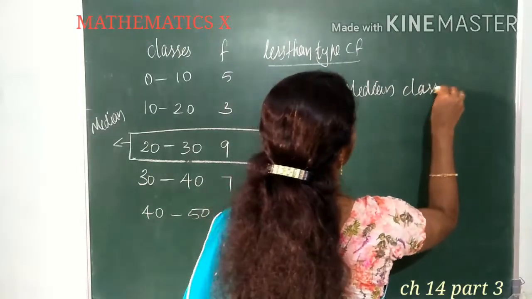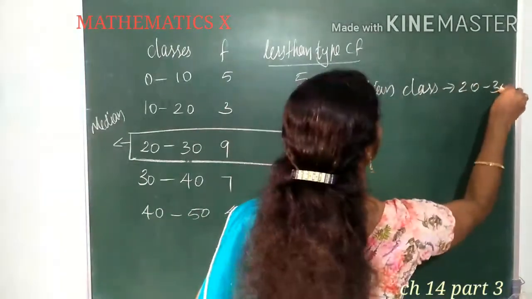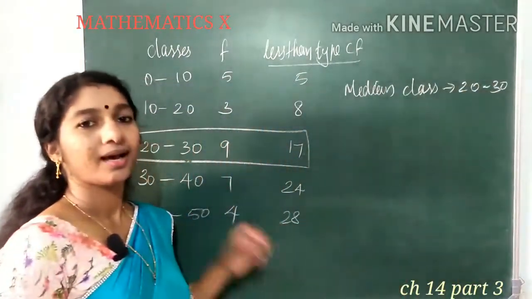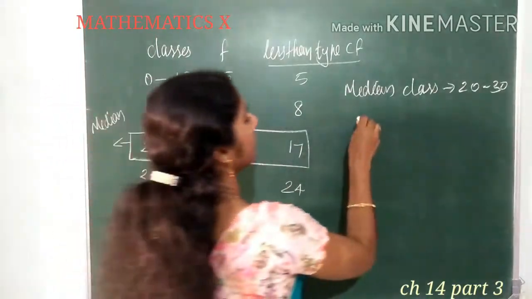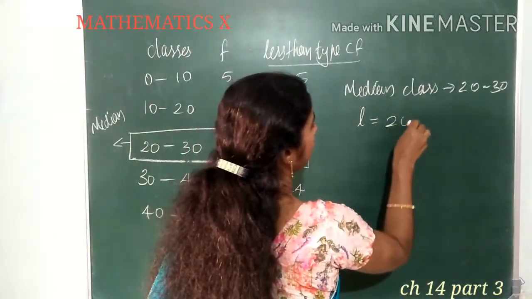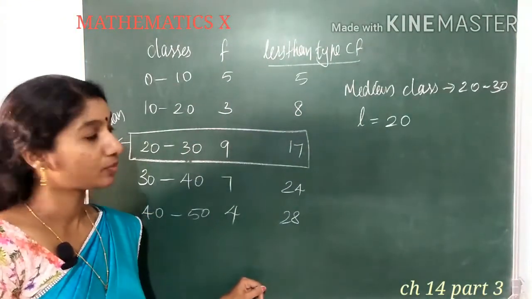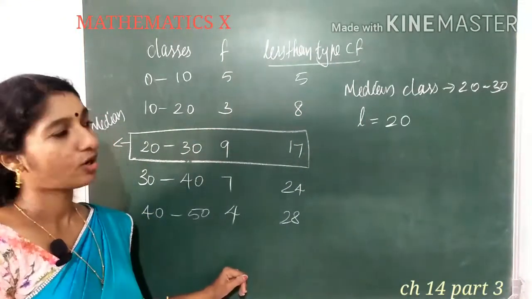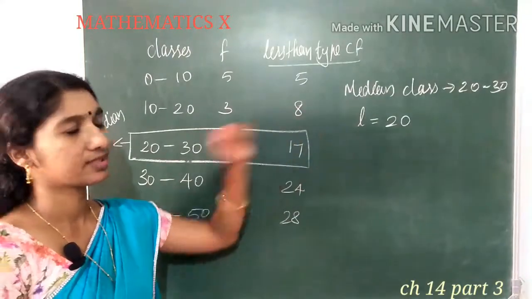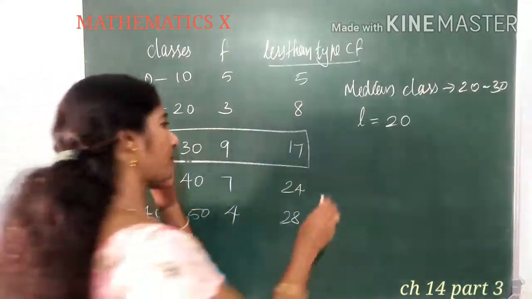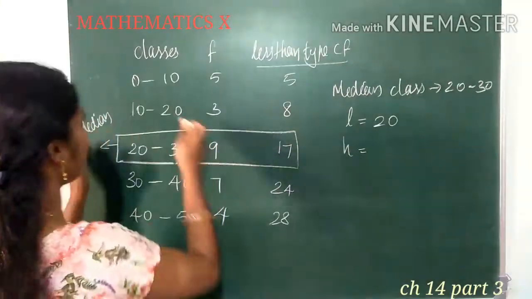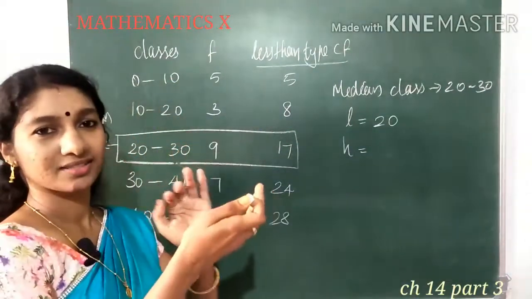Median class, that is 20 to 30. The lower limit of the median class we are representing with the small letter L, that is 20, and 30 is the upper limit of the median class. H means height of the class, 0 to 10. What is the height? 10.